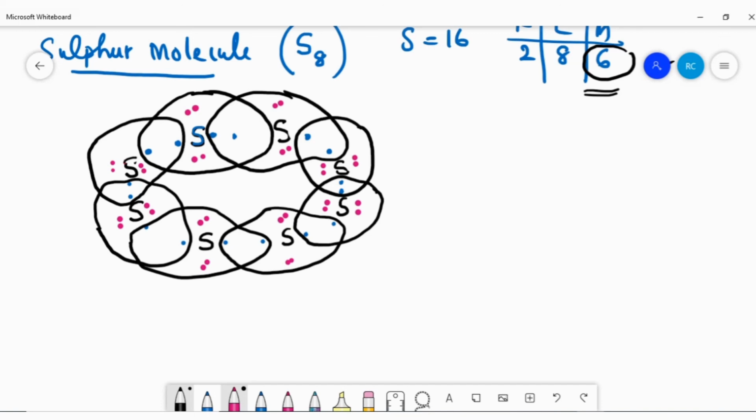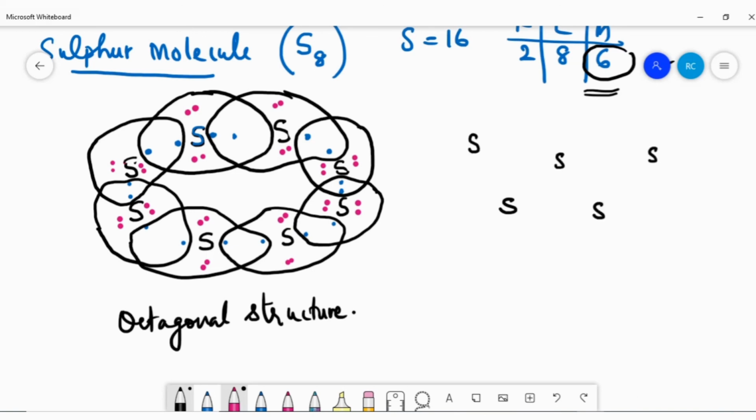This structure we call the octagonal structure. But the actual structure of the molecule is explained in terms of a crown shaped structure. So one sulfur, this is another sulfur. There are three sulfurs. Fourth one, and this is the fifth one. We are drawing a crown in between.